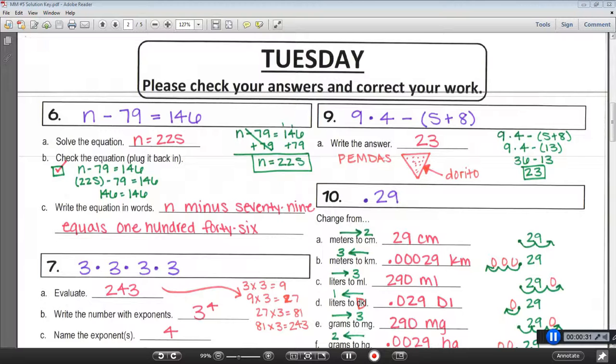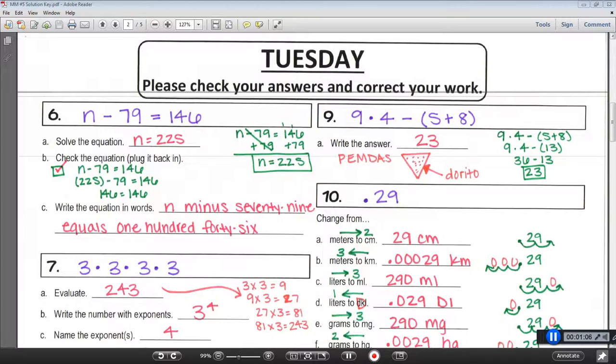So let's look at number 6, the problem that you have already written in. Even if you didn't quite know how to solve it, you're always writing in the problems from the board. In your box, you've written n minus 79 equals 146. So first, we need to solve the equation. So we write down the equation, n minus 79 equals 146. Now I want to undo subtraction, so what am I going to do? That's right, I'm going to add 79 to both sides.